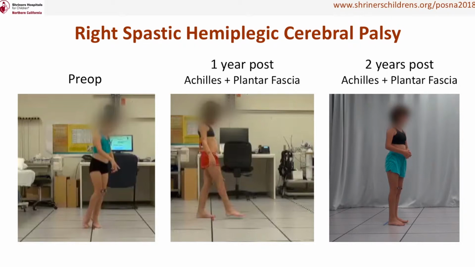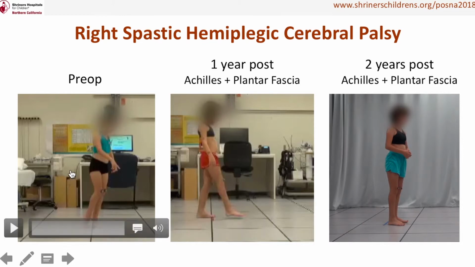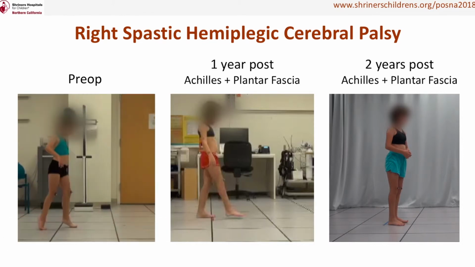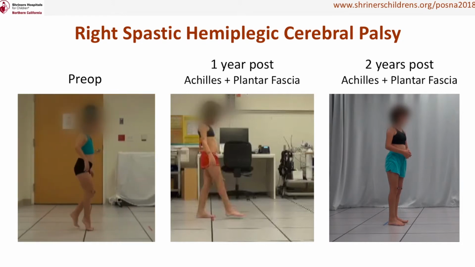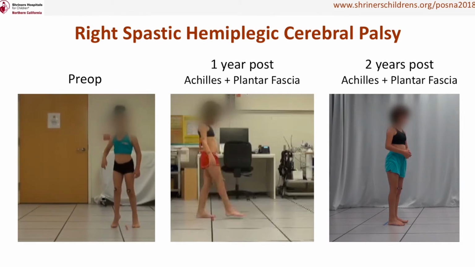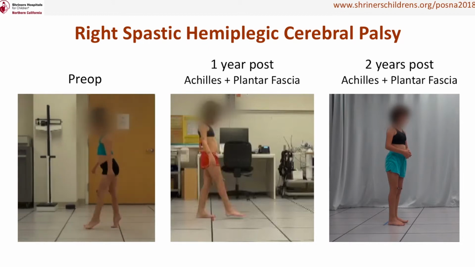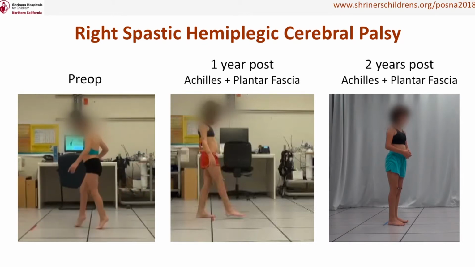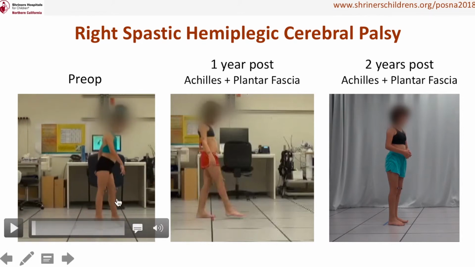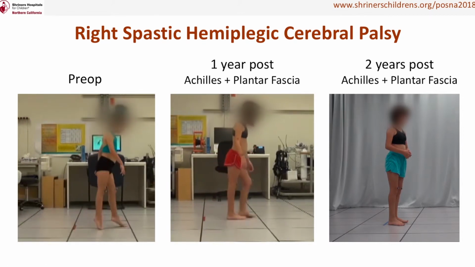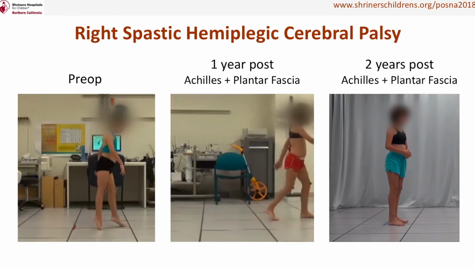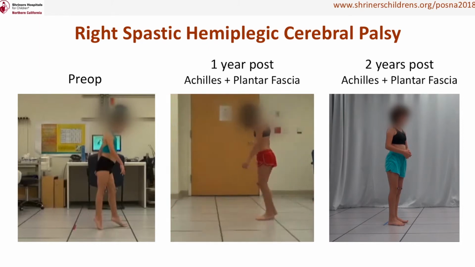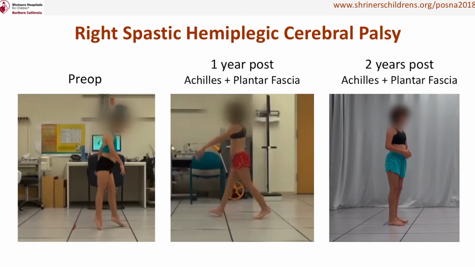This is a young girl with right spastic hemiplegic cerebral palsy, GMFCS level 1. In her preoperative video, you can see she has a typical equinus gait pattern on both limbs. The right side has a contracture, and the left side has no contracture. One year following Achilles tendon lengthening and plantar fascia release, she has improved heel contact on the operative side, but does have a stiff knee.